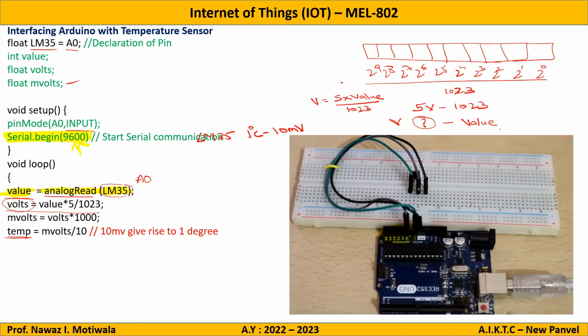Now we have to say what we need to print on the serial monitor. So I will write on the next line Serial.print. This is the syntax. I will write Serial.print in brackets "temperature is". Whatever you put in double quotes will be taken as a string and will be printed as it is on the screen. So here it will write temperature is. Till now, whatever program we have written, on the serial monitor we will get a message like this.